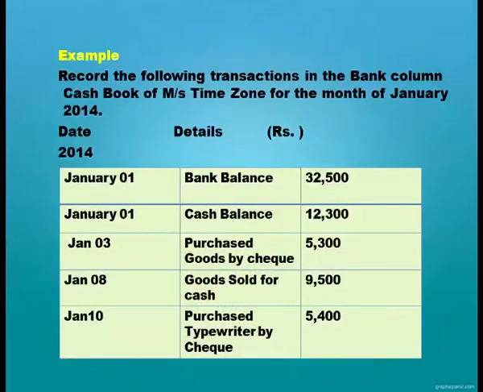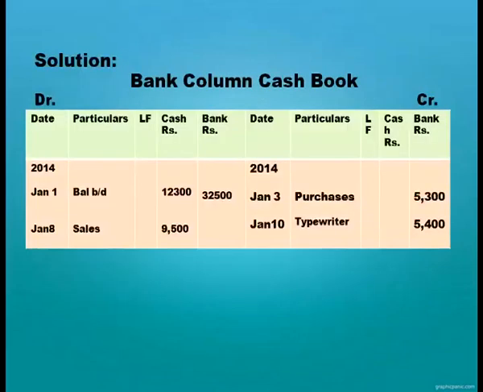Here is a question for preparing a cash book with bank column. On January 1st, bank balance is given and cash balance is given. Purchase goods by check. Purchases account debit to bank. Goods sold for cash. Cash account debit to sales. Cash to sales. So, in the cash column, you will write this. Purchase typewriter by check. Typewriter being an asset, typewriter debit to bank. Bank balance decreases. See how it is coming in the cash book with bank column.